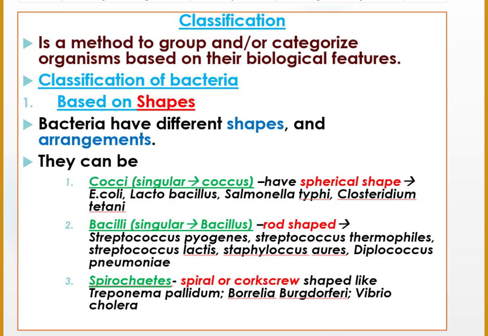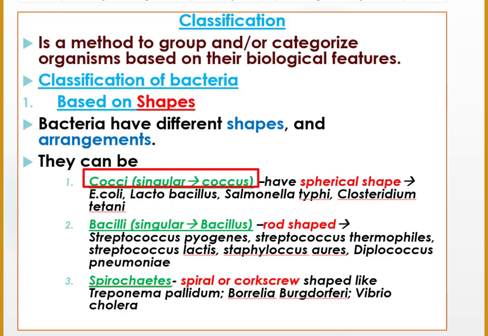Classification is a technique to categorize organisms based on their biological features. In this lesson, we are going to classify bacteria, one, based on shapes. Since bacteria have different shapes and arrangements, they can be grouped under three major groups. These groups are: 1. Cocci.